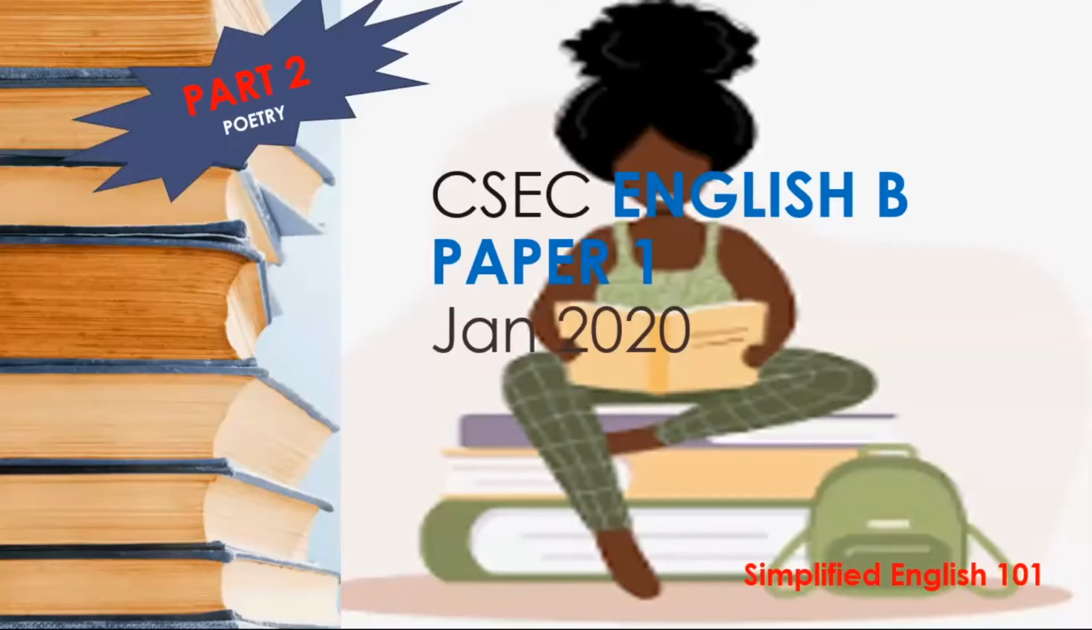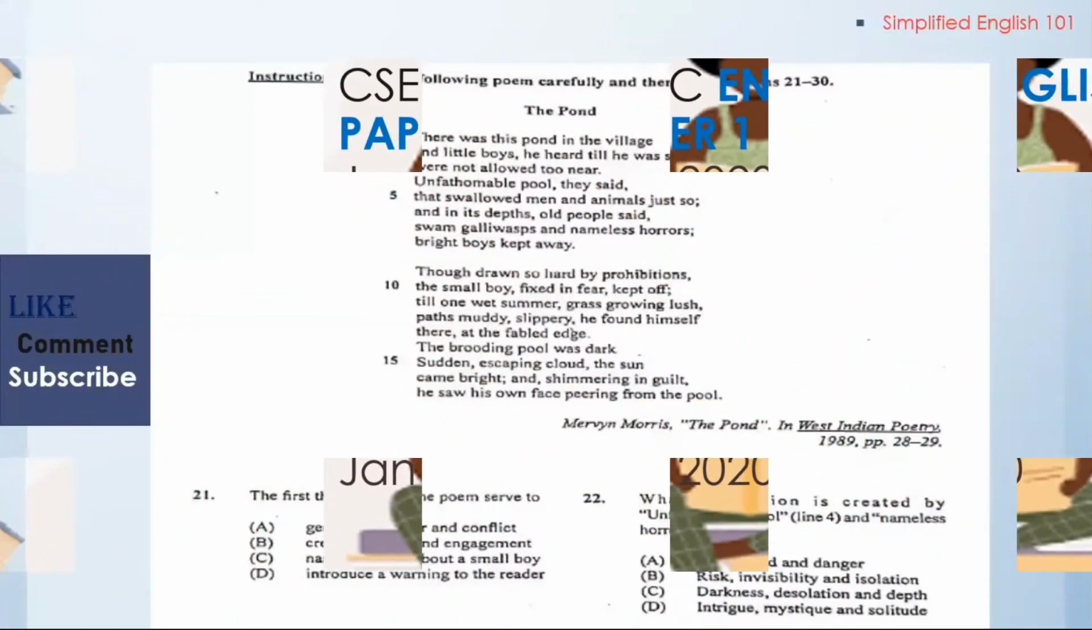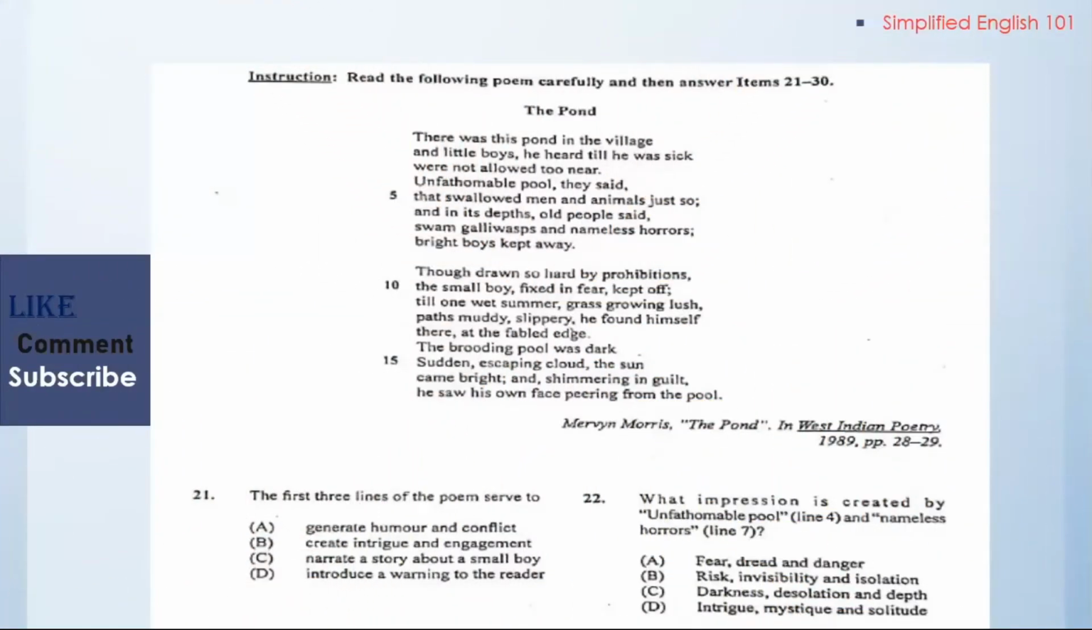In this video, we are going to discuss the English B Paper 1. That's the January 2020 CSEC past paper. This video will focus on the poetry aspect, so this is part 2. If you missed part 1, feel free to check that out. Let's begin. The instruction reads, read the following poem carefully and then answer items 21 to 30.